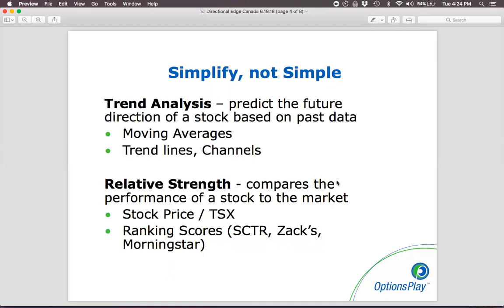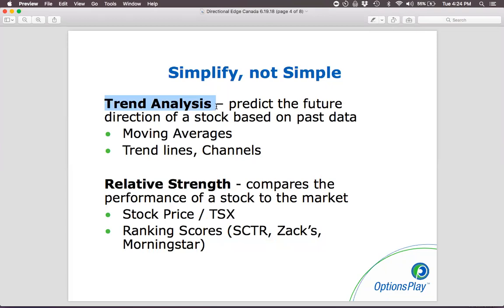So what I propose is breaking it down into two separate sections of analysis. One is what we call trend analysis. This is very simple. This is technical analysis using the charts, and the concept of technical analysis or trend analysis is to predict the future direction of a stock based on past data. This is simply saying what is likely going to happen in the future based on what has happened historically.